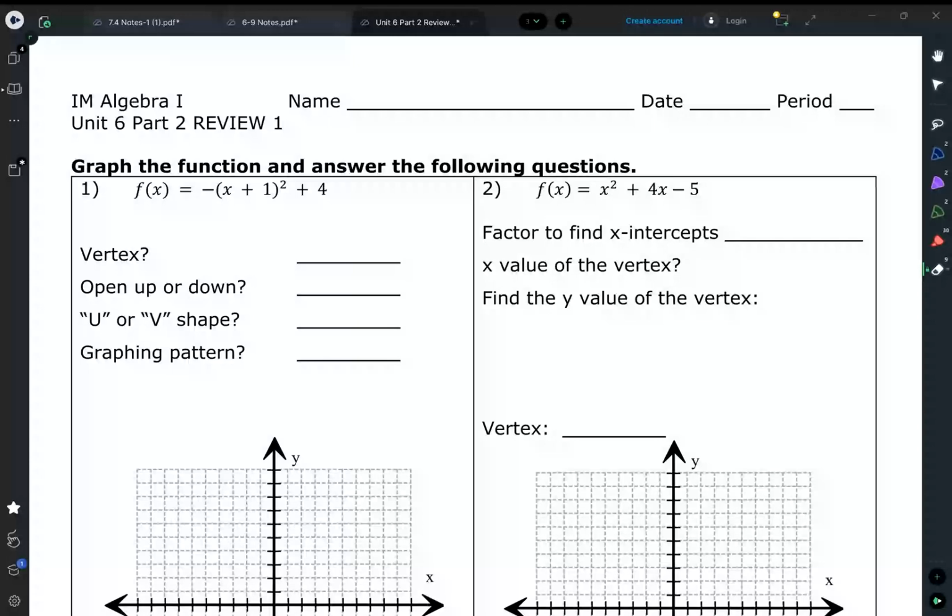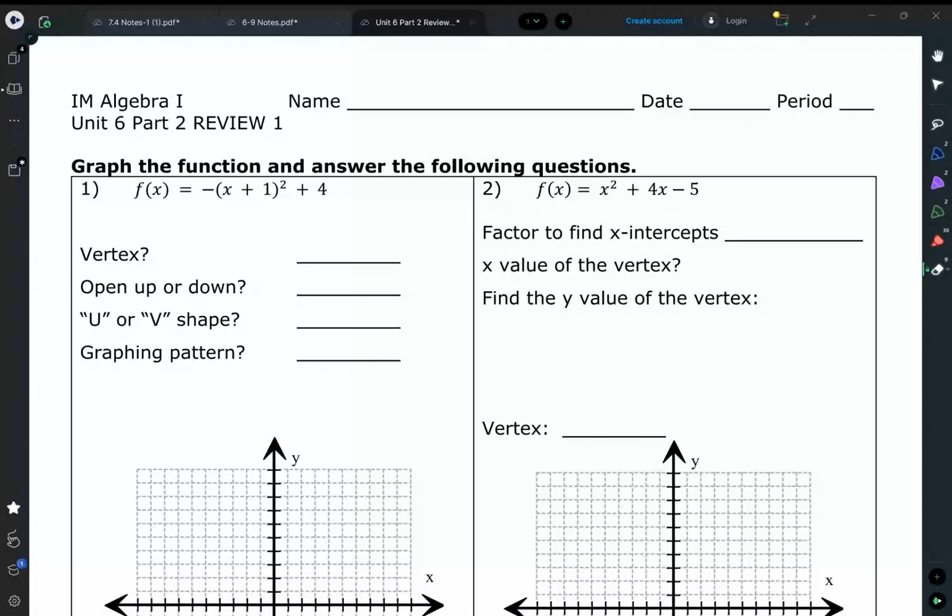Hello class, this is just a quick help if you're working out this worksheet. This is for Algebra 1, Unit 6, Part 2, Review 1. Basically, we're working on graphing quadratics and finding intercepts and all the ways to do that.